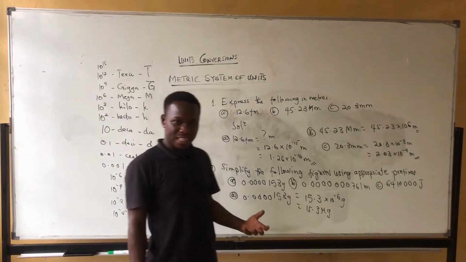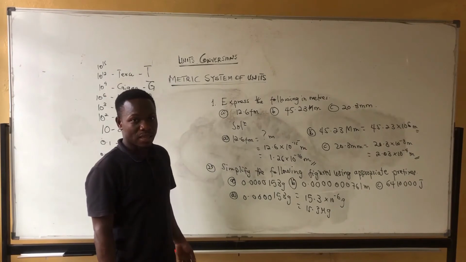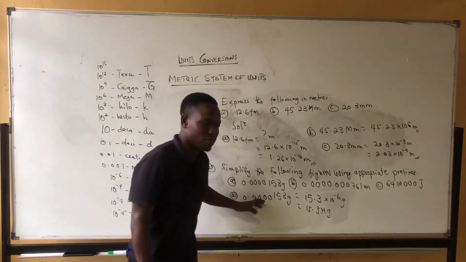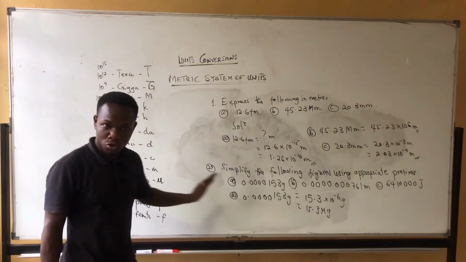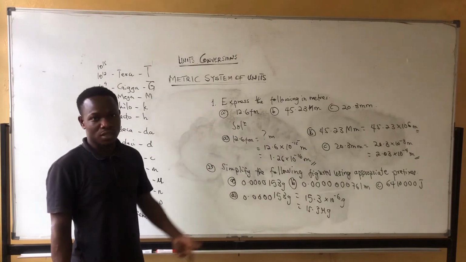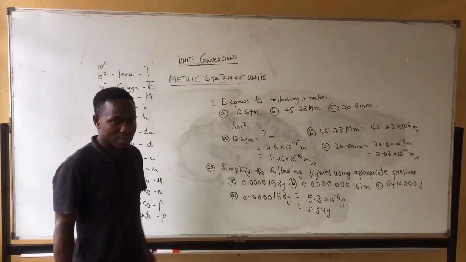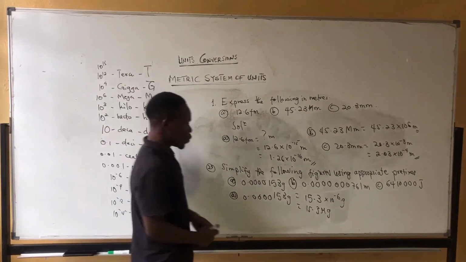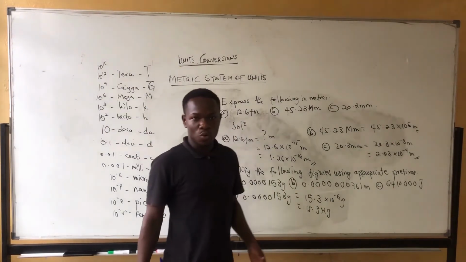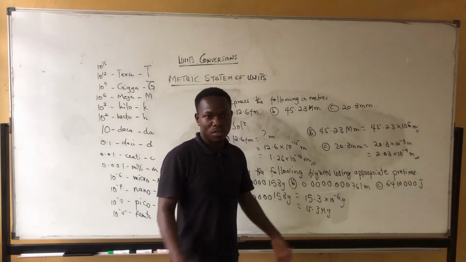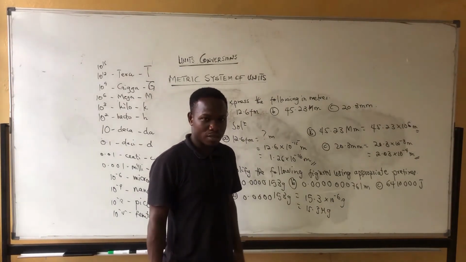So you see how handy prefixes come in science. They help you to simplify very large or small values, and they also help you to convert units. They have a lot of other uses as well, which you are going to see as we progress with our lessons. Alright, for the next one, you can pause the video, do it, put your answer in the comment section, and then come and check your answer.